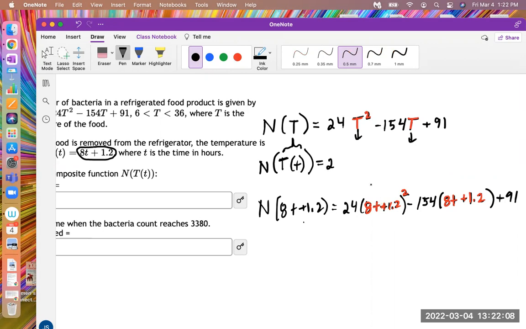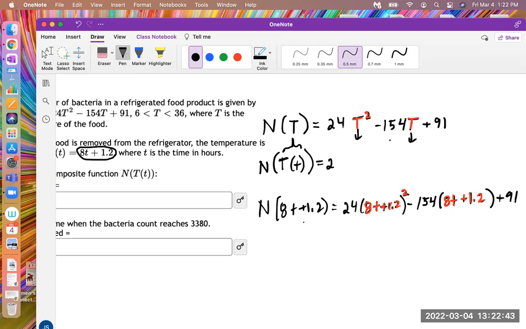The 24 is still in front of it, and then the minus 154 is still in front of the T, and then the plus 91 is in front. So all these black things, you have to make sure to just rewrite those items down. If I forget something like the 91 and I'm distracted, and I don't rewrite every single thing in black up here correctly down here, then I'm going to get this problem wrong. Also, if I don't replace the T everywhere with this expression, 8t plus 1.2, then I'm also getting it wrong, right?